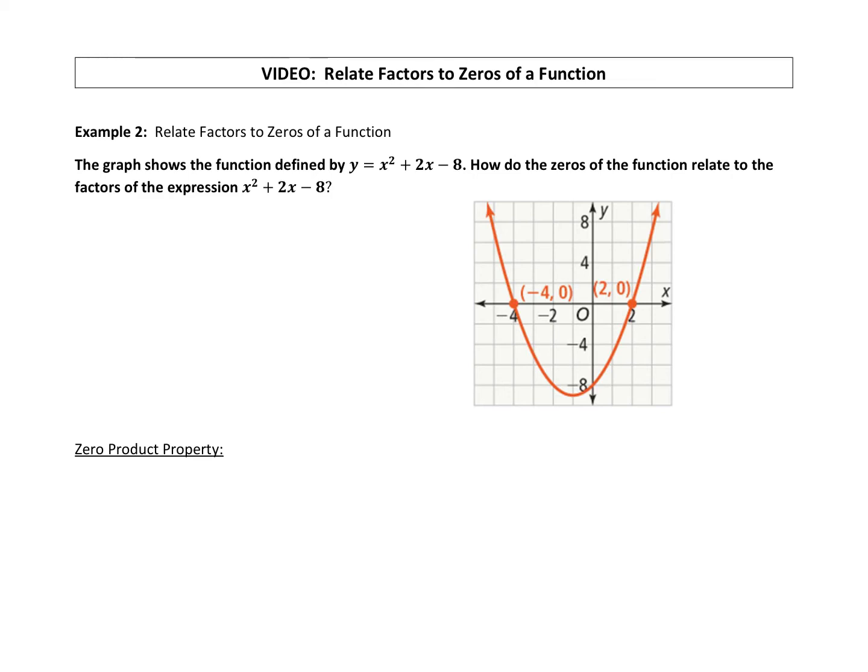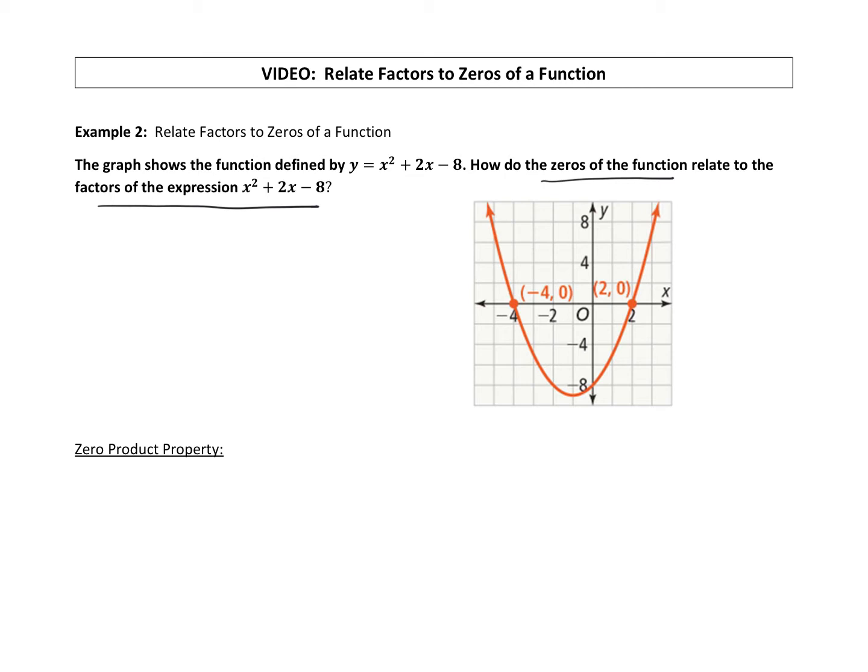All right, so in this example, we're going to relate our factoring, those factors we're finding, to the zeros of a function. So we're given a graph right here. They already graphed this for us, how nice. It shows the function defined by y equals x squared plus 2x minus 8. How do the zeros of the function relate to the factors of the expression x squared plus 2x minus 8?